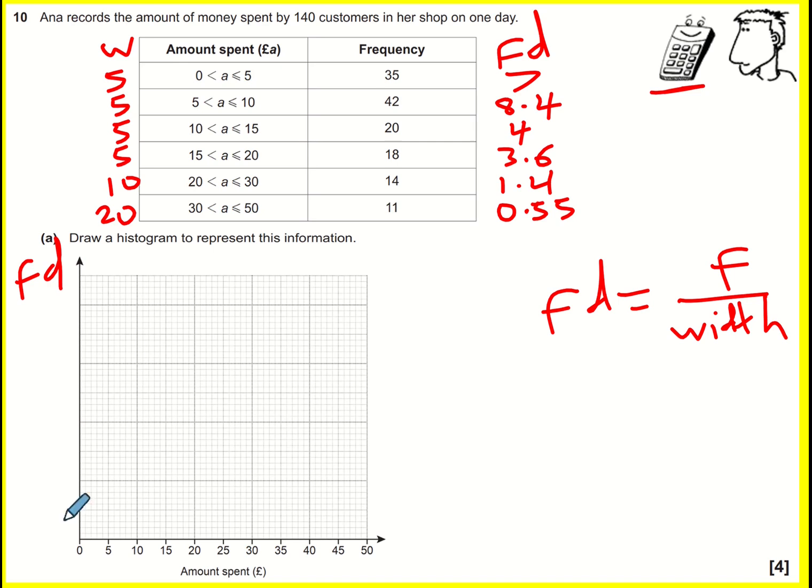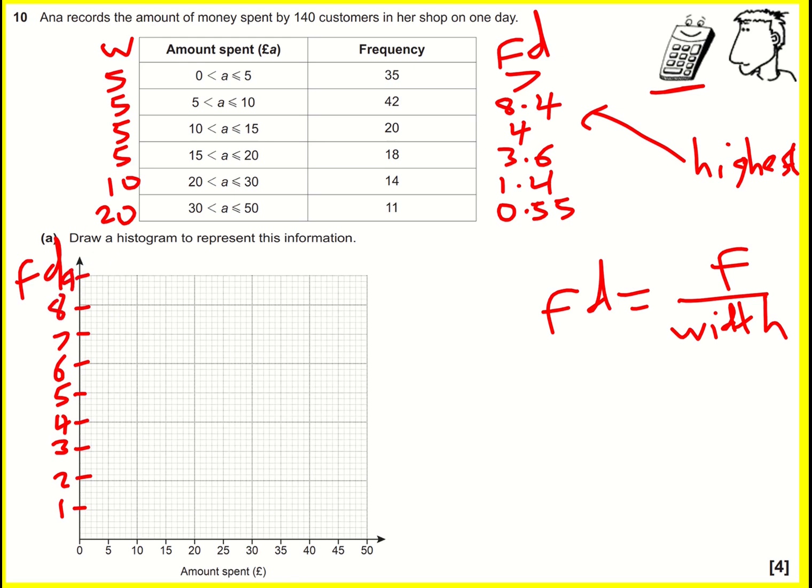First thing I need to do is decide my y-axis. So I know the highest is 8.4, so I need to make sure that fits onto the graph. It looks like I'm going to be going up in ones. 1, 2, 3, 4, 5, 6, 7, 8. Perfect. So let's label. Okay, brilliant.